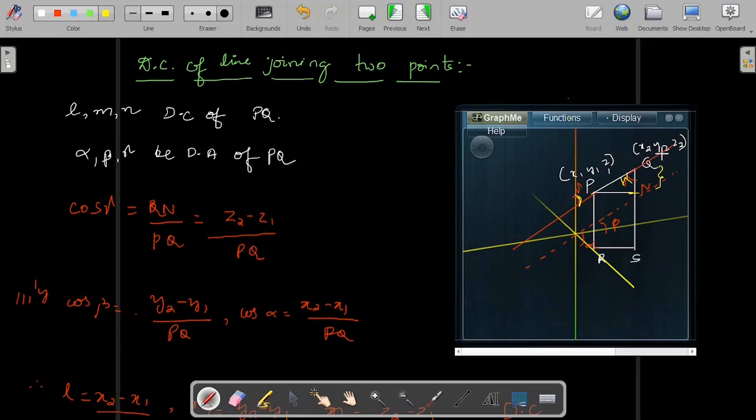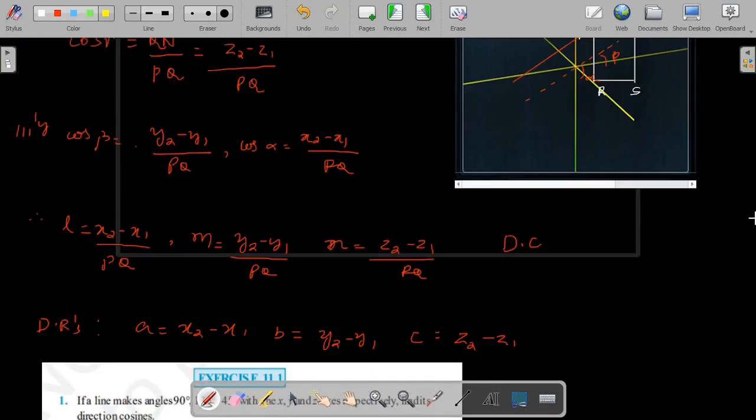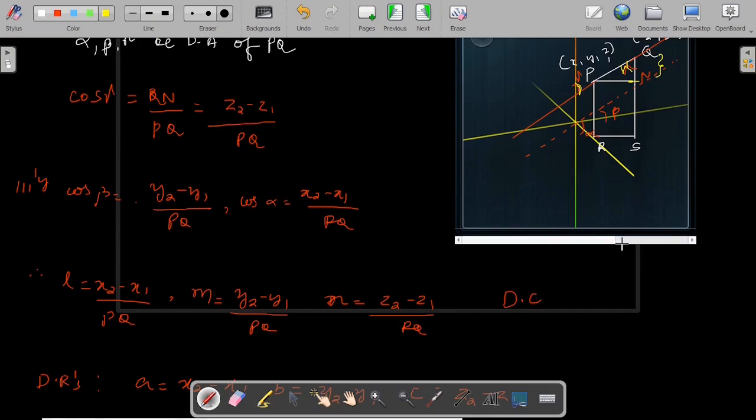PQ is the distance between the 2 points. Similarly, you will get y2 minus y1 by PQ, and x2 minus x1 by PQ. PQ is the distance between the 2 points, using the distance formula. So you will have l equal to x2 minus x1 by PQ. This is your cos alpha, cos gamma is this n, cos beta is m, cos alpha is l. So these are the direction cosines of a line joining 2 points.